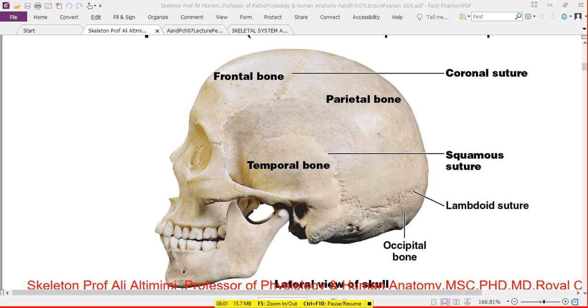And this is a lateral view of the skull, and we can see there is a coronal suture. This is a coronal suture, a suture between frontal bone and parietal bone. And there is squamous suture. This is squamous suture, the suture between parietal bone and temporal bone. Then we have lambdoid suture. Lambdoid suture is a suture between occipital, parietal, and temporal.